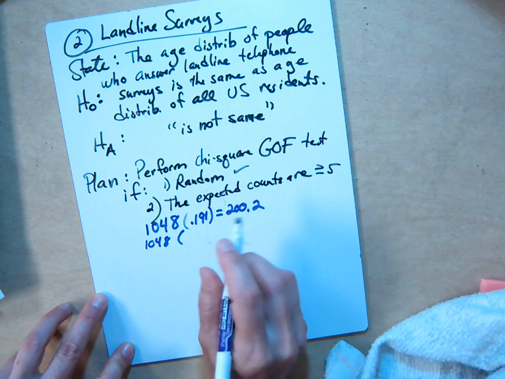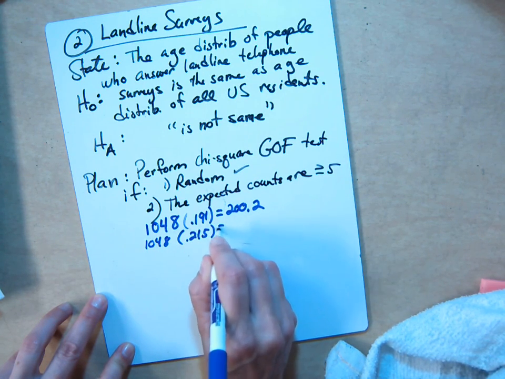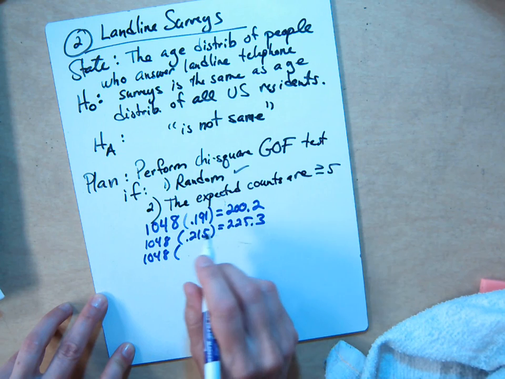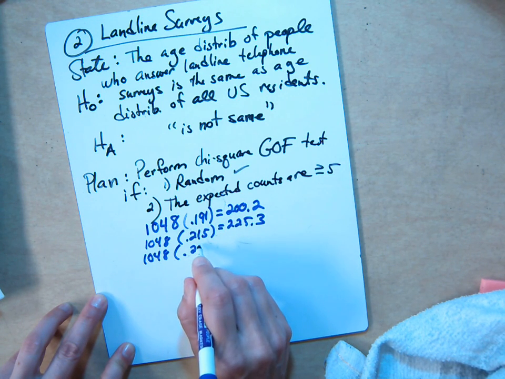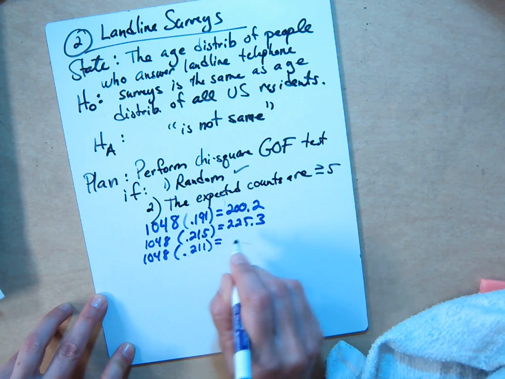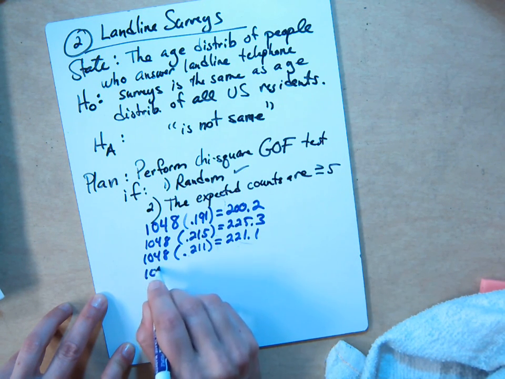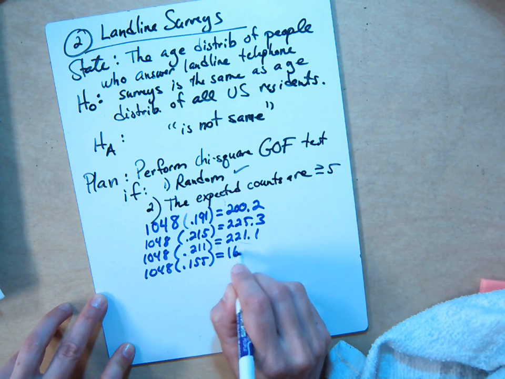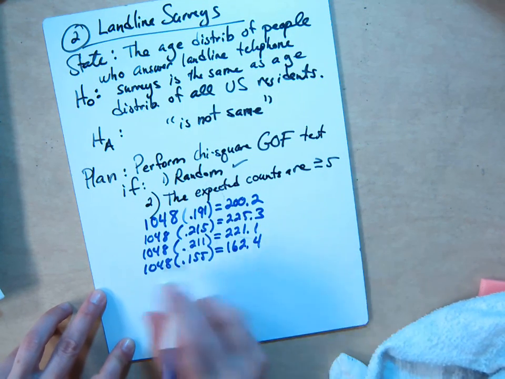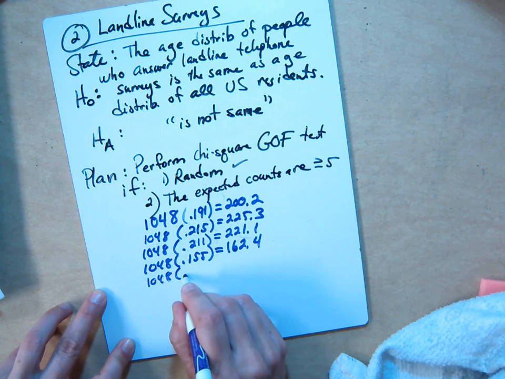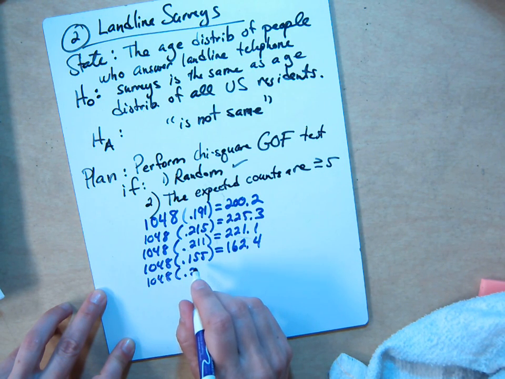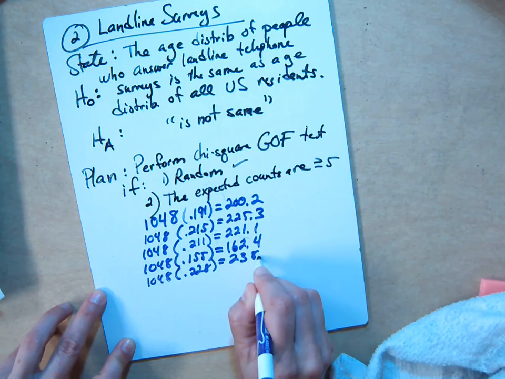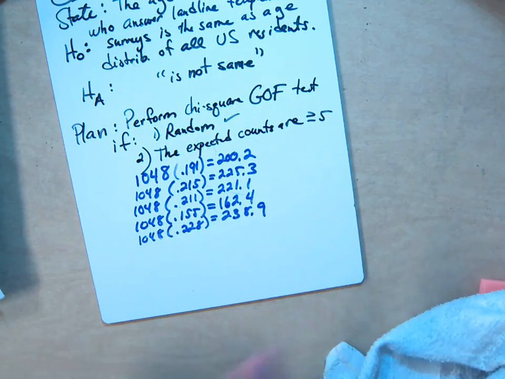Then we would do 1048 times 0.215 for 21.5% is 225.3, and 1048 times 0.211 for 21.1%, 221.1, 1048 times 0.155 for 15.5%, 162.4, and 1048 times 0.228 for 22.8% are 60 and older, we would expect 238.9. Okay, so you actually have to show it.